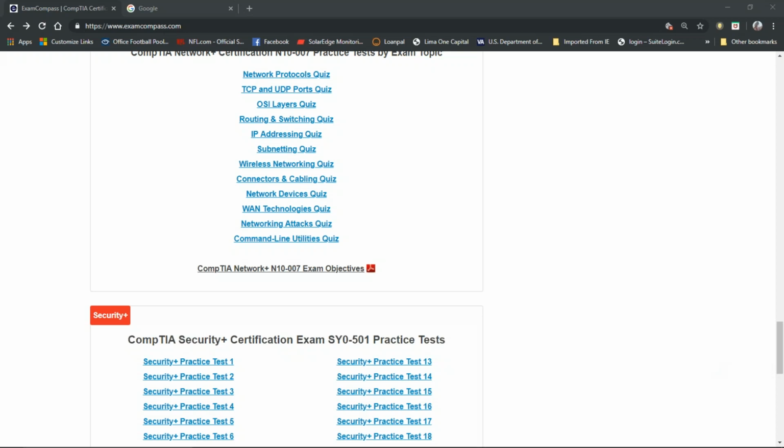Exactly. Okay, so she has another big tip. Flag the simulations and come back to them. Yeah, that's the same thing that I do. I don't do those at first. I just flag them and I do them at the end.